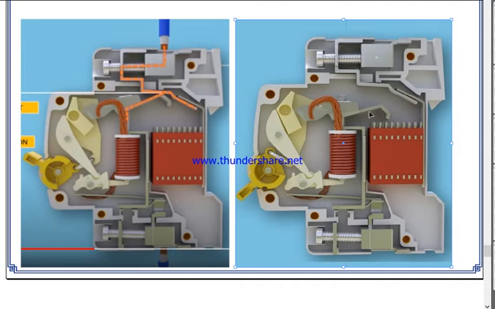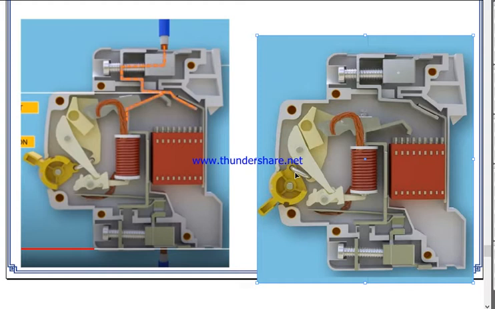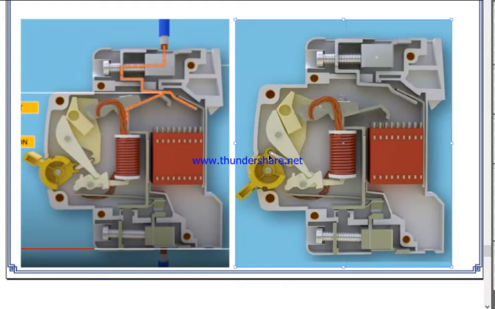what happens, this part is moved upward. Because, see, if you move this upward, this lever will be pulled down, and when this is pulled down, this will move up. As this moves up, it will move this whole part also upward. Got it? Okay, that is how MCB works.